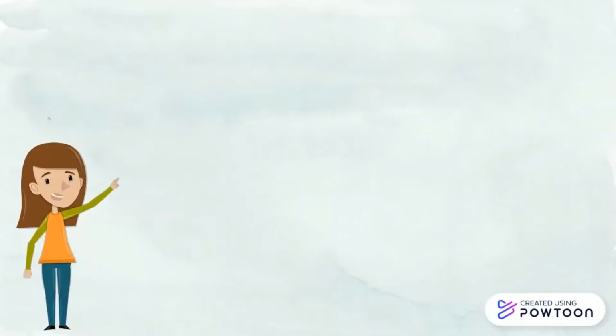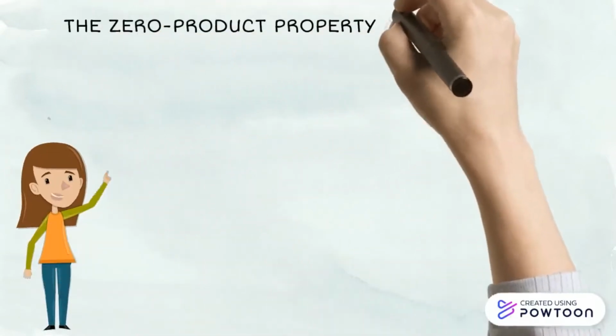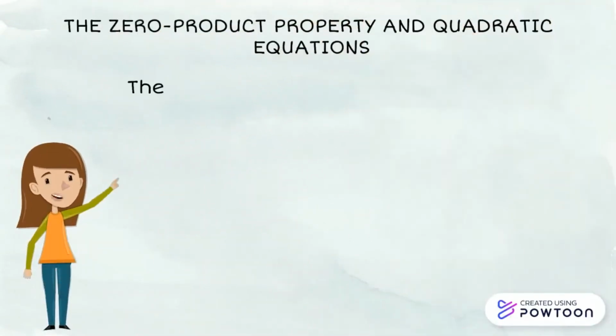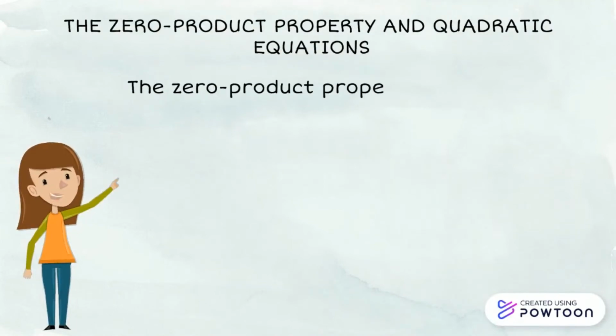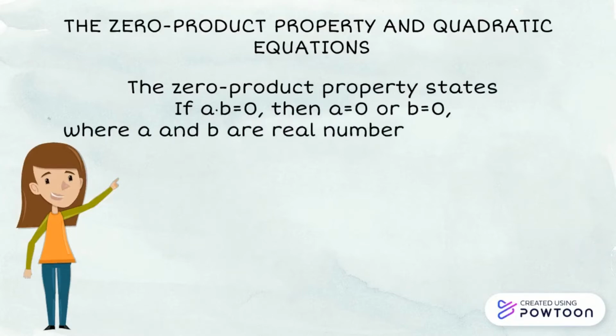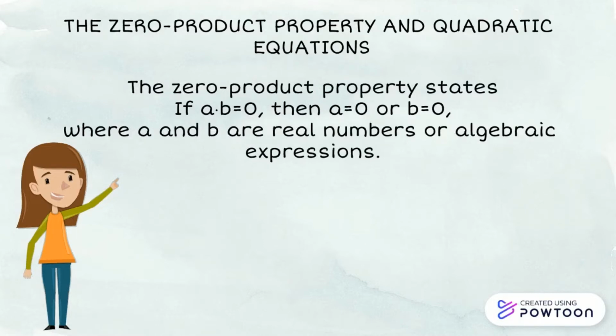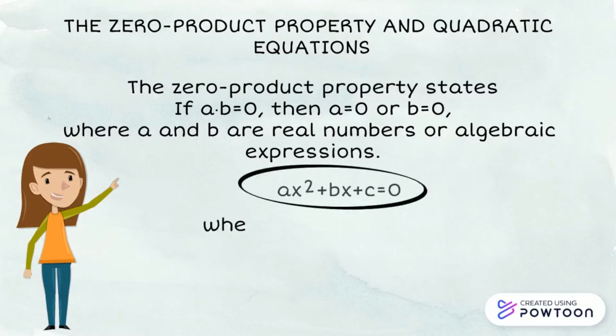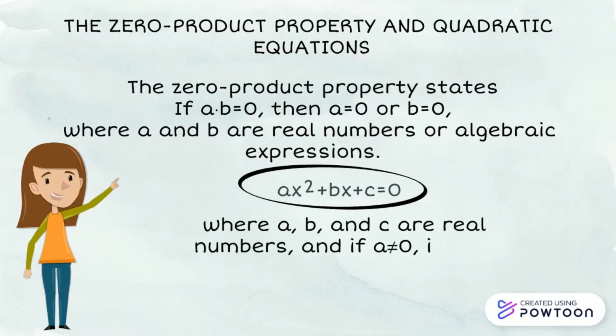A general note: the zero product property and quadratic equations. The zero product property states if a times b equals 0, then a equals 0 or b equals 0, where a and b are real numbers or algebraic expressions. A quadratic equation is an equation containing a second-degree polynomial, for example, ax squared plus bx plus c equals 0, where a, b, and c are real numbers, and if a is not equal to 0, it is in standard form.